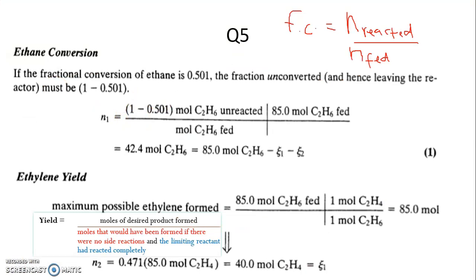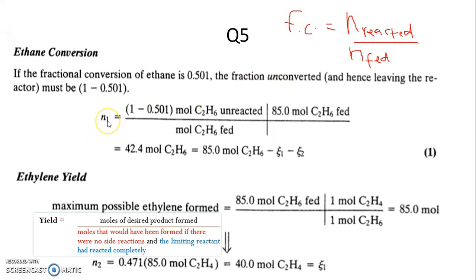We have ethane conversion. If the fractional conversion of ethane is 0.501, the fraction not converted, and hence leaving the reactor, must be 1 minus 0.501. Before we go to this, we go back to the previous lecture, where we know that fractional conversion is N reacted over N fed. However, in this case, we don't want to know N reacted. We want to know N unreacted, or unconverted. Because we want to relate it with N1, because N1 is the outlet.